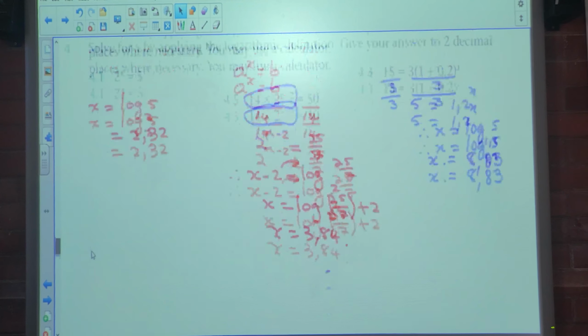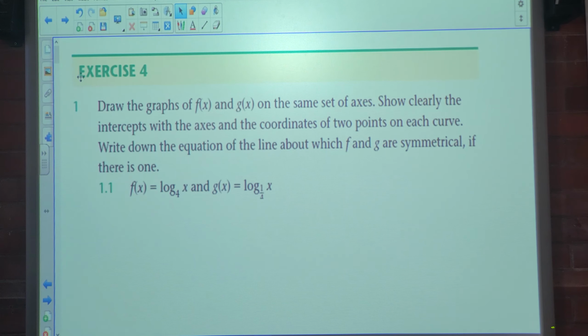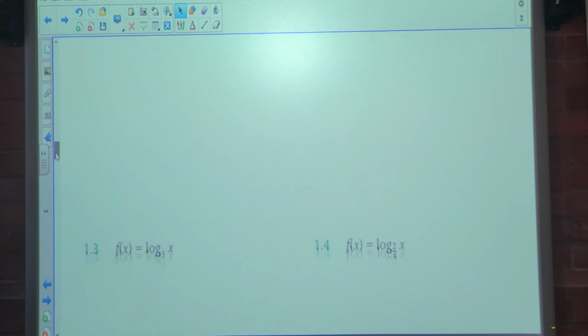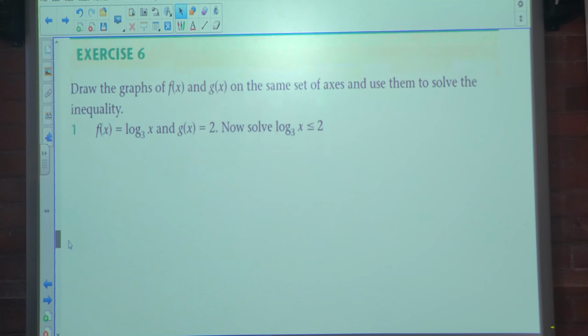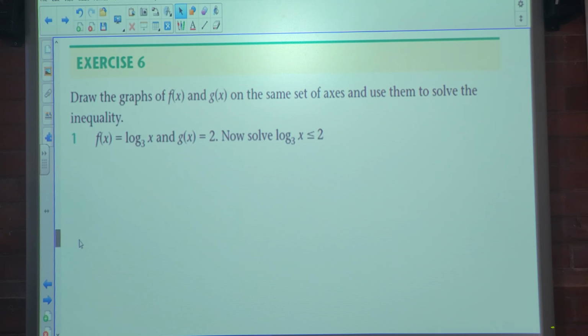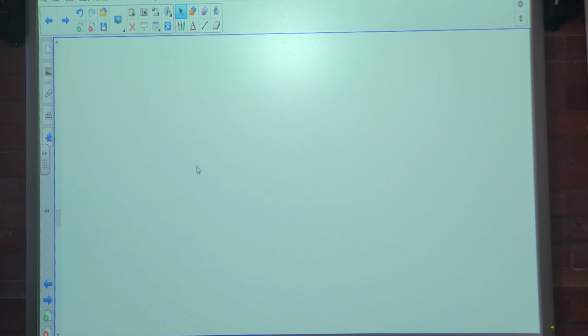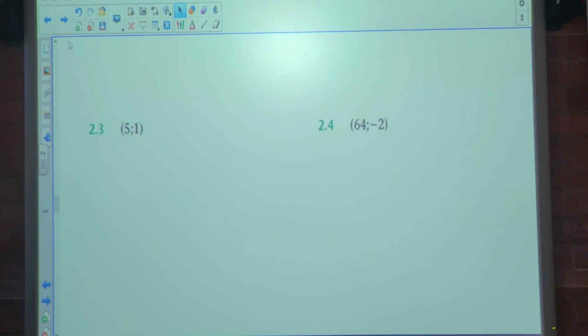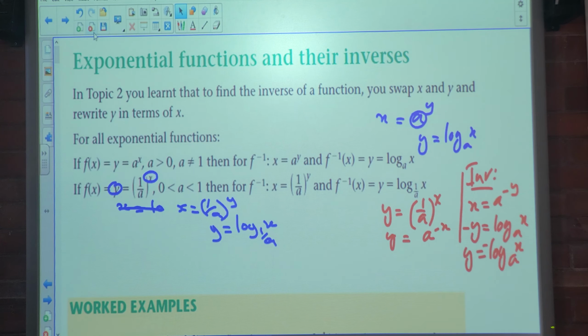So for homework, it's exercise 6. Exercise 6, you're going to do the odd numbers for me. 1, 3, 5. Okay, the even numbers you can do on your own time, but that part of the lesson will be recorded. The full lesson can be found in the description box.